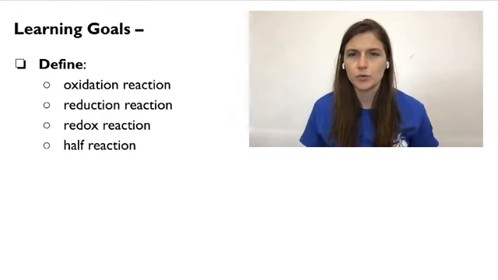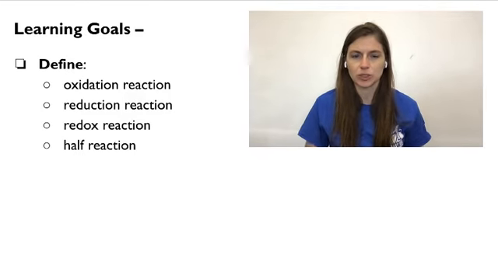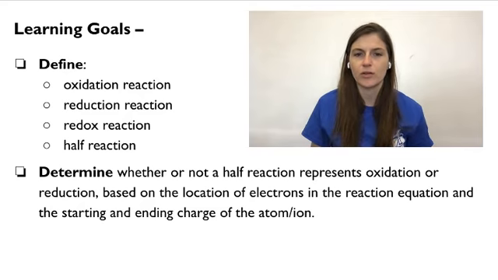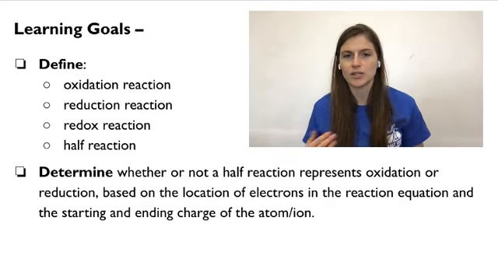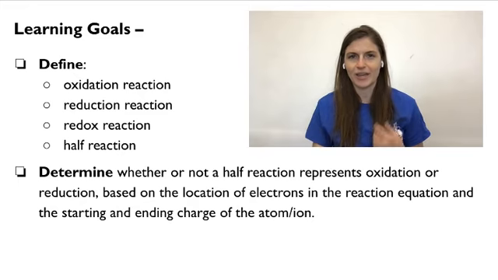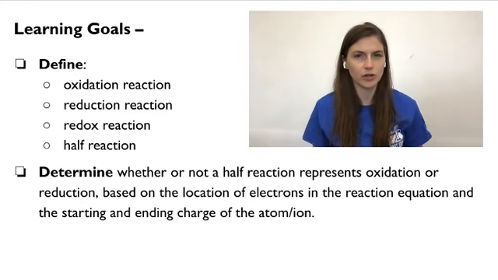So our learning goals will be to define these terms that I just mentioned and to do some practice problems where we determine whether or not a half reaction represents oxidation or reduction based on the location of the electrons in the reaction equation and the starting and ending charge of the atom or the ion. So these are our learning goals for today.